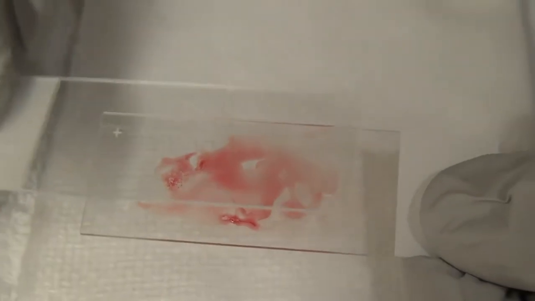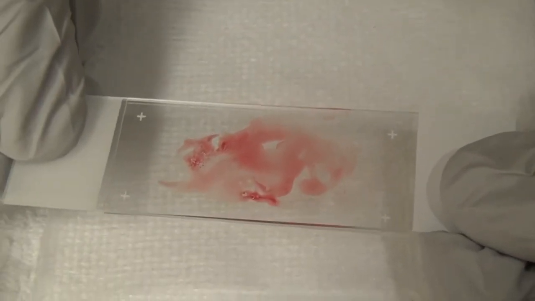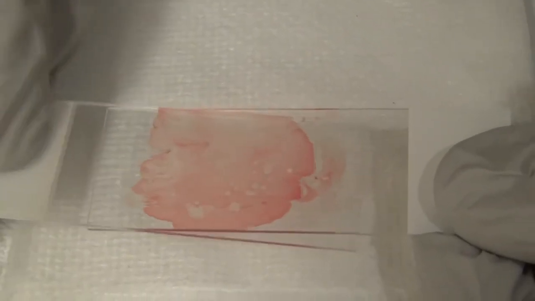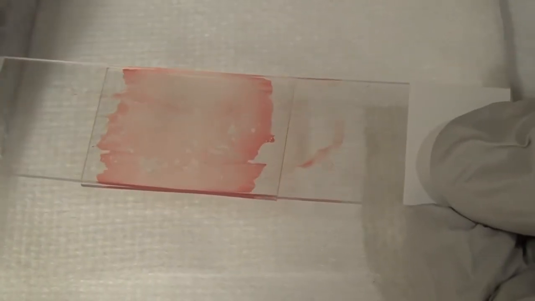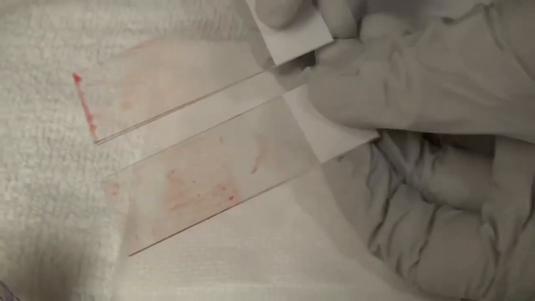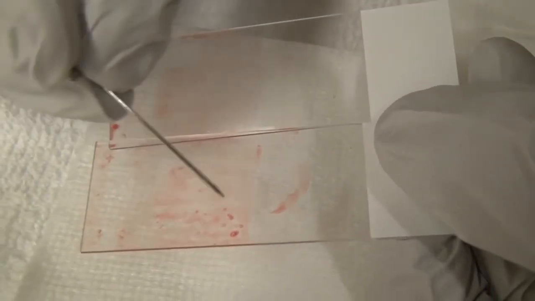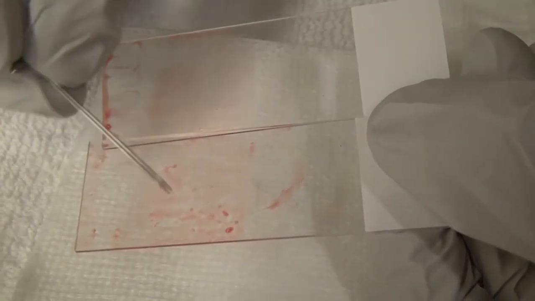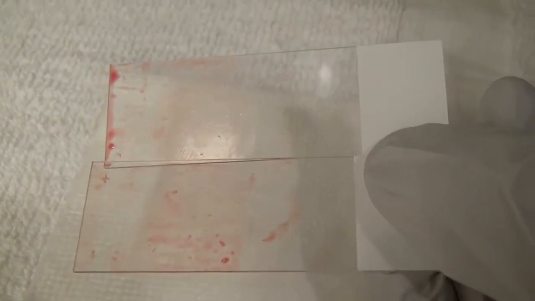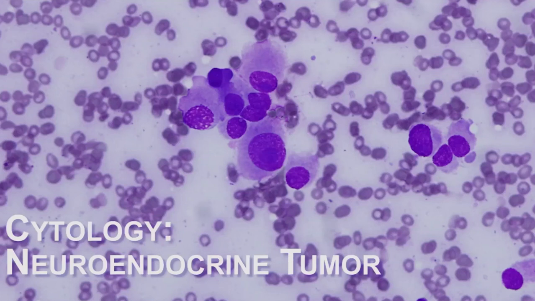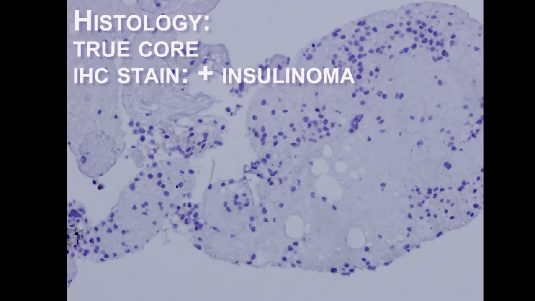And now I'm going to go ahead and make this smear. Okay. So what we can see on the smear is just abundant tissue right in here, here, here, and here. Lots of great diagnostic tissue. Cytology showed a metastatic neuroendocrine tumor, and histology revealed a true core, which was positive for insulinoma.